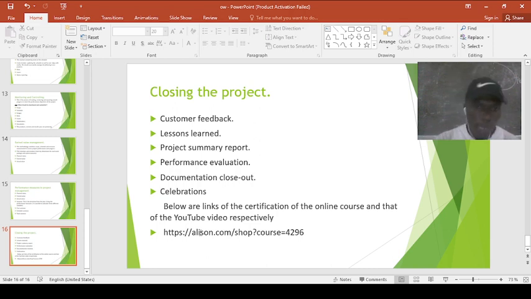Then the project summary report. The project summary report may include each and everything which has been done, what has failed to be completed, what are the failures, what are the successes. Then you have performance evaluation, which is done by the project manager. Documentation, close out, celebration.